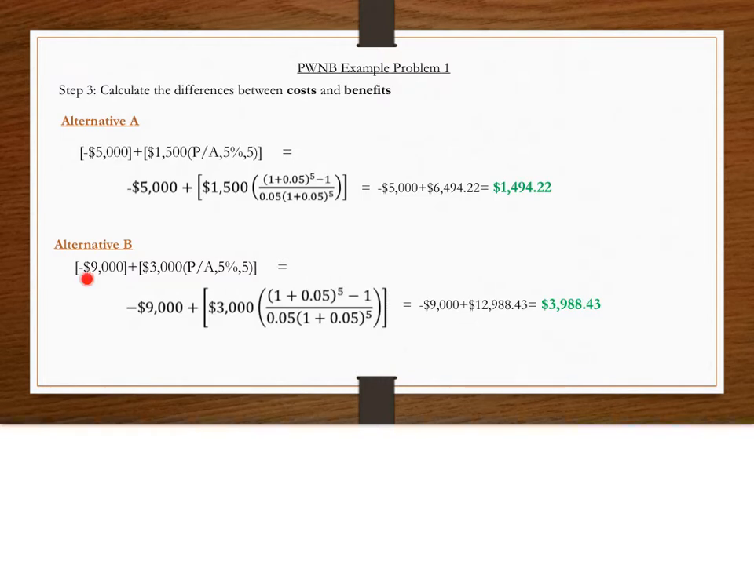We leave the $9,000 since it's in terms of present worth, and we convert the $3,000 net revenue. We find that alternative B has a present worth net benefit of $3,988.43. So, in conclusion, alternative B has a higher overall net benefit in terms of a lump sum in today's dollars.